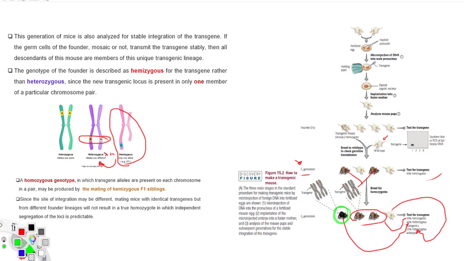Once you have a successful transgenic mice, you notice that both alleles are going to be the same. As a result, you can carry on with your study and you have a successful transgenic mouse.